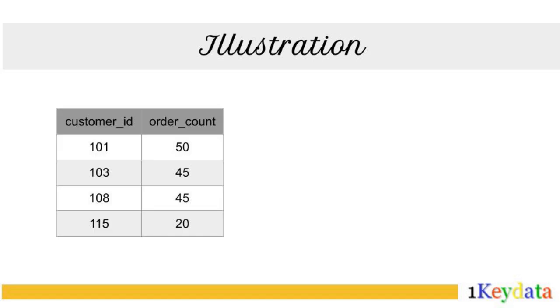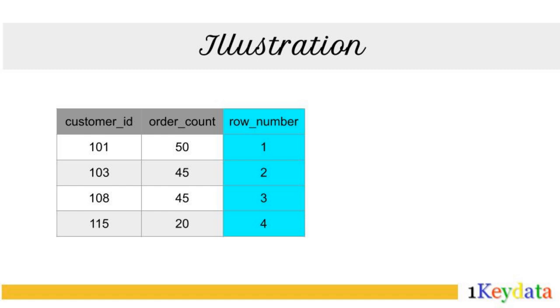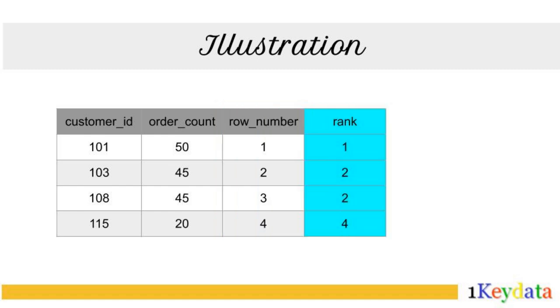Let's illustrate with an example. We want to rank each row by order count. Row number will give 1, 2, 3, 4. Notice how each row gets a distinct number. Rank will give 1, 2, 2, 4. Notice how we skip 3 because 2 rows are tied at 2.